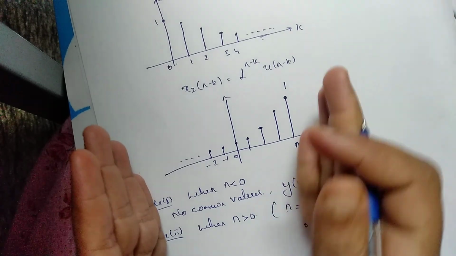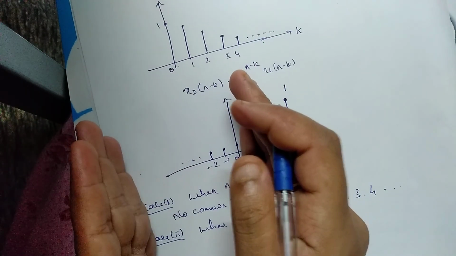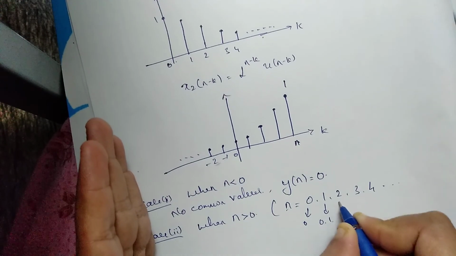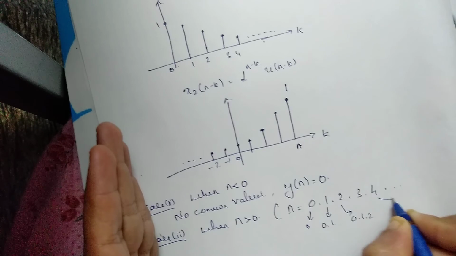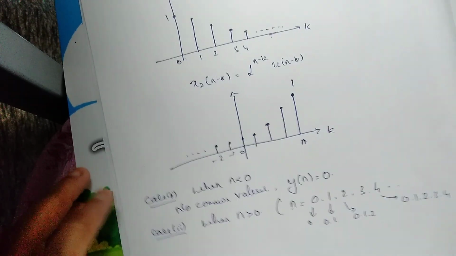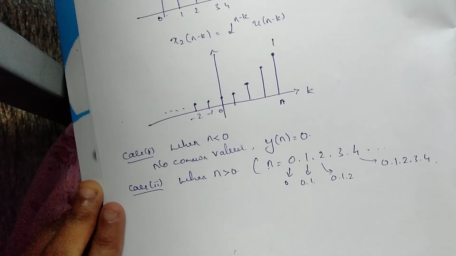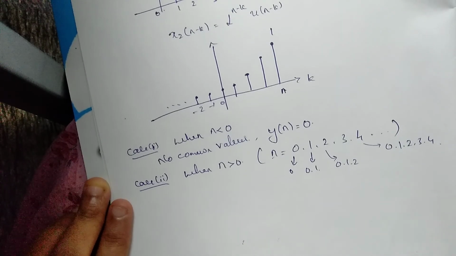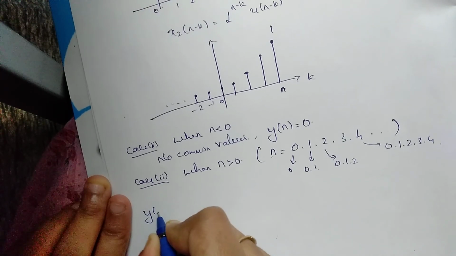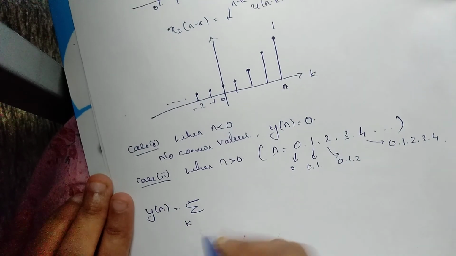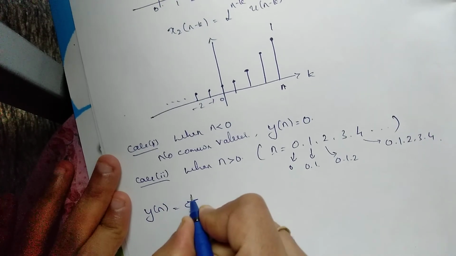If n is 1, this waveform starts from 1 to minus infinity. This is 0 to infinity. So common values are 0 and 1. If it is 2, 0, 1, 2. If it is 4, 0, 1, 2, 3 and 4. Similarly, we can say when n is greater than 0, the common values for the multiplication will be from 0 to n, whatever the n value. So we can write y of n, where the summation now is not from minus infinity to infinity. It is from 0 to n.